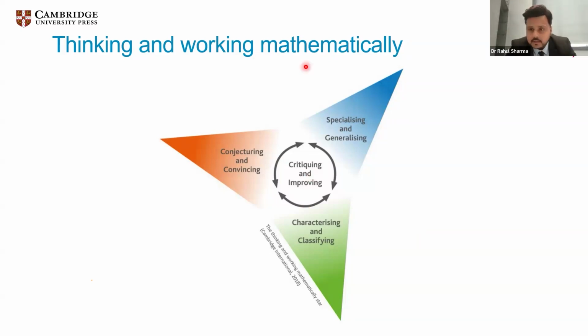So, thinking and working mathematically, when Cambridge has designed this, they have given you, as a mathematician, that questions could be of a specializing and generalization category, or conjecturing category, or classifying and characterizing category. And finally, we all need to know that it's important that we critique a particular method and improve upon that method.